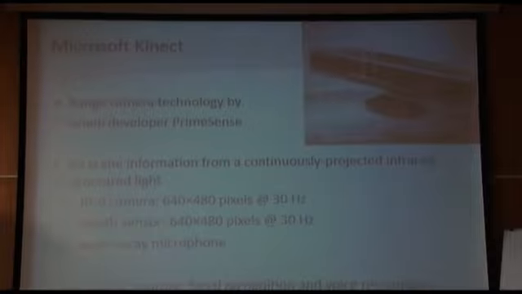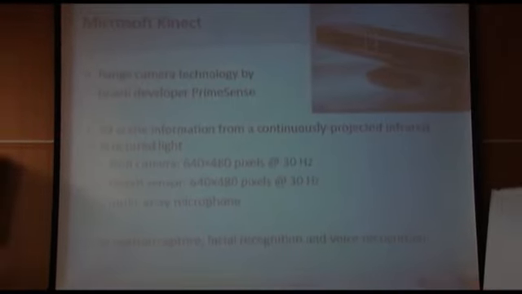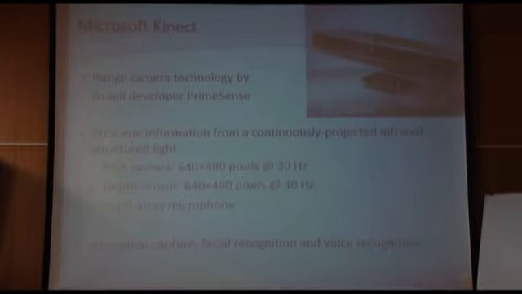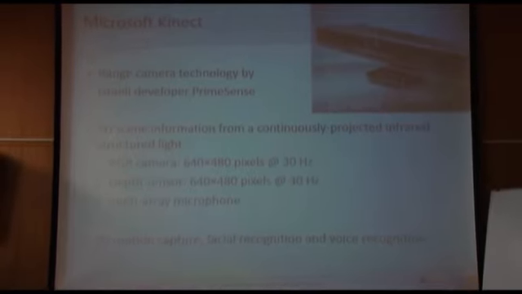So the sensor is made by PrimeSense, an Israeli company, and again you see these two cameras. One is a grayscale camera, the other one is a color camera. One of these is the color camera, one is the intensity camera, and there is one projector. And this projector is not using visible light, but infrared light.